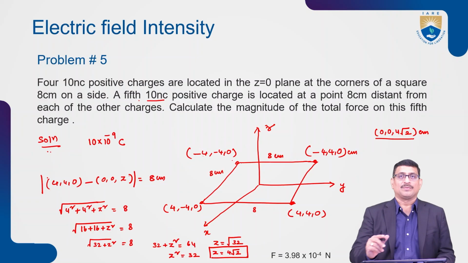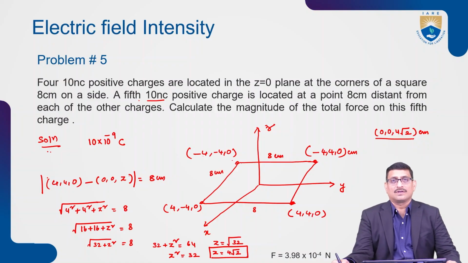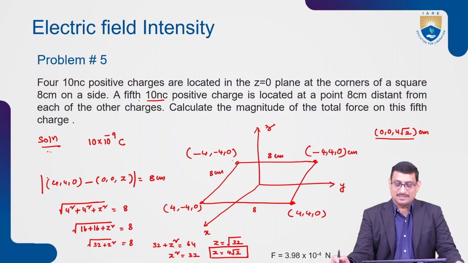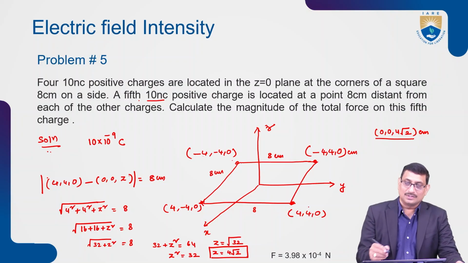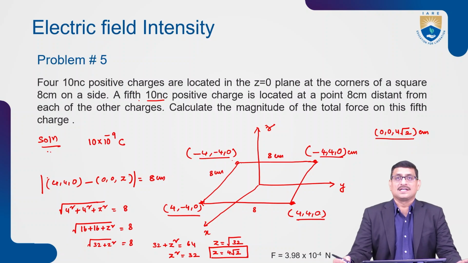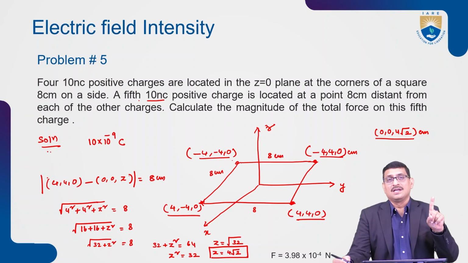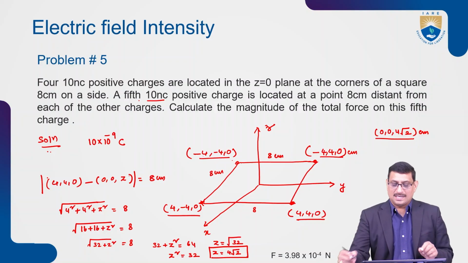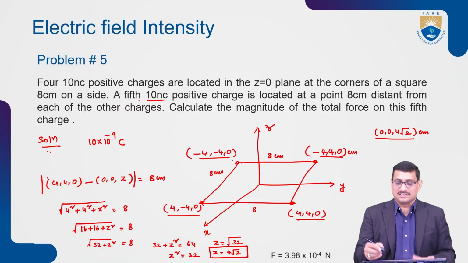The difficult part is that it is given as 10 nanocoulomb point charges which are located in the z is equal to 0 plane at the corners of a square, and the square has a side length of 8 centimeters. Therefore, we have to know what are those points where the 4 point charges are located at the corners of this square. As it is the z is equal to 0 plane, the first condition is that in all the points the z coordinate is 0. Remaining is that we need the 8 centimeters, and it is located symmetrically with respect to the coordinate system.